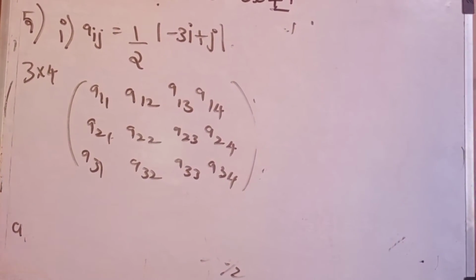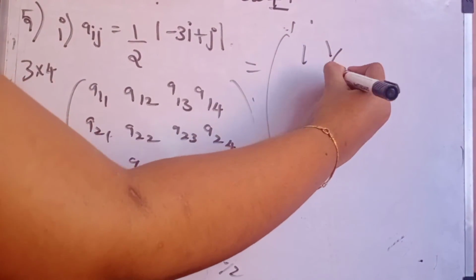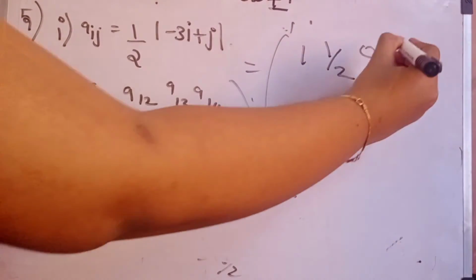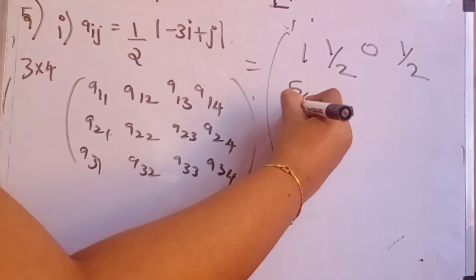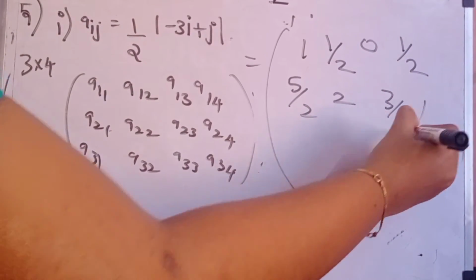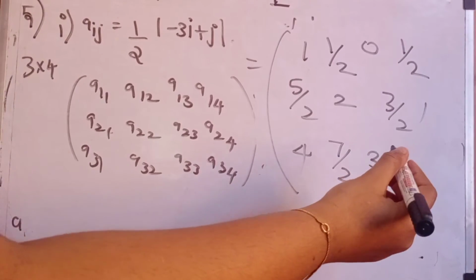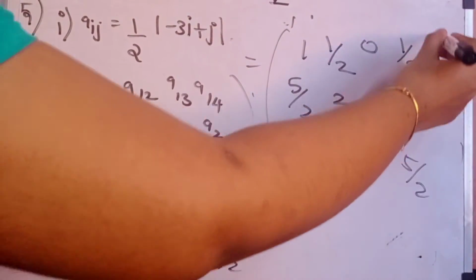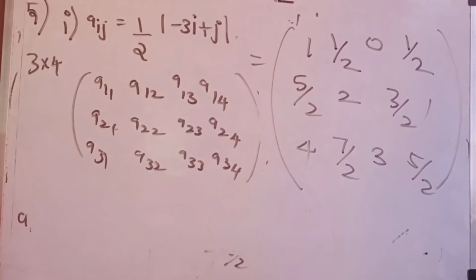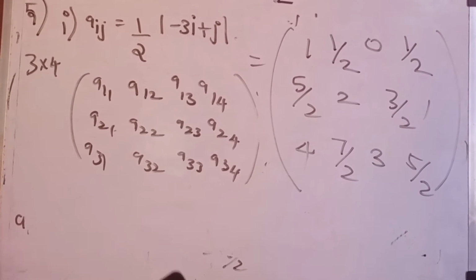So if we substitute, what we will get? 1, 1/2, 0, 1/2, 5/2, 2, 3/2, 1, 4, 7/2, 3 and 5/2. We have found all this. We have found this. Okay.